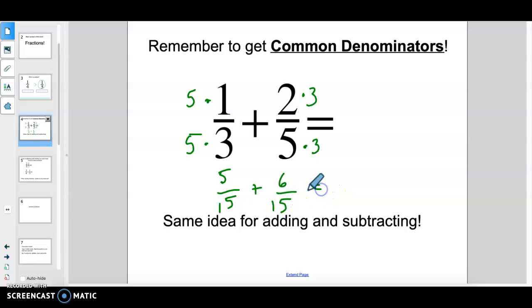So now that we have common denominators, we add the tops, our numerators, we get 11, and then the denominator stays the same, so it's going to stay at 15, and that's supposed to be an 11. So that idea works for adding and subtracting. So you actually add or subtract the top, the denominator stays the same.